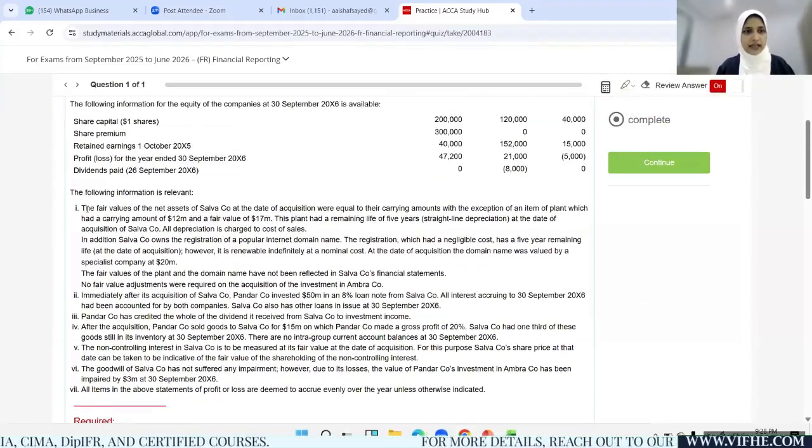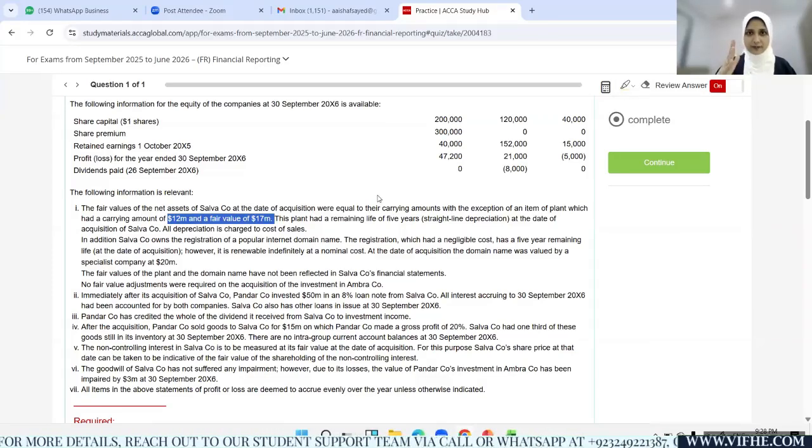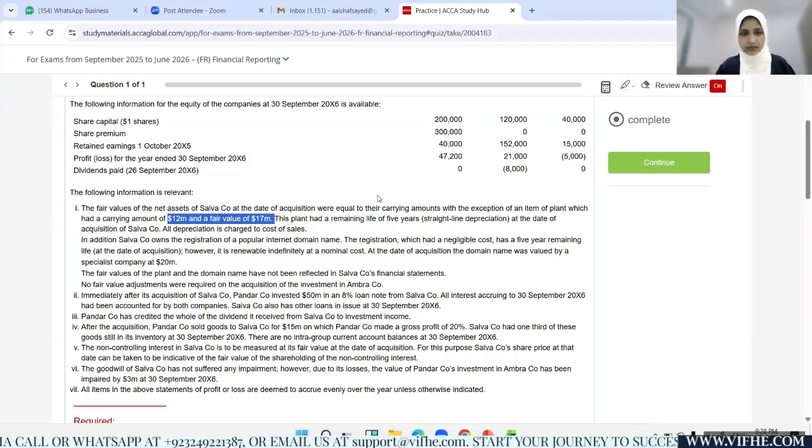Now, the fair values of net assets of Salva at the date of acquisition were equal to their carrying amounts, with the exception of an item of plant which had a carrying amount of 12 million and a fair value of 17 million. So there is a 5 million difference. In your balance sheet working for net assets at acquisition date, you will go and add it. This is required for my goodwill calculation. Right now I can't make use of this 5 million increase. For the depreciation part, I will make use of it in the P&L.